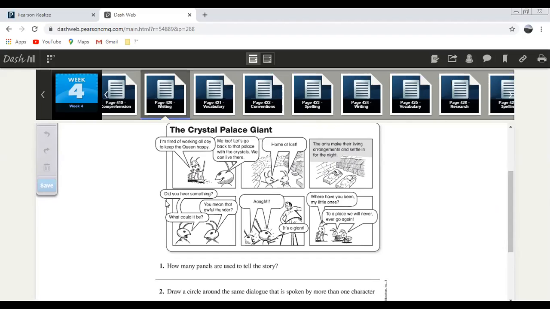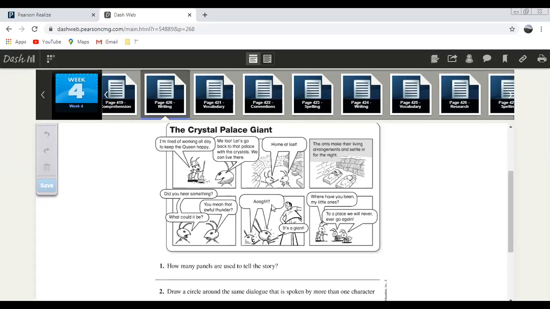Okay. Did you see here? We have two boxes for the same character. So what do we do? We read the first one at the top, then we go down. So we will read this one first. "Did you hear something?" Then we will read this one, because at the bottom here, we have this. And then this is the last one. You will go from the top. "Did you hear something?" "Then, you mean that awful thunder?" "Then, what could it be?"